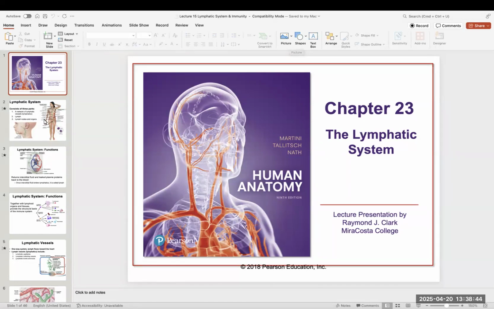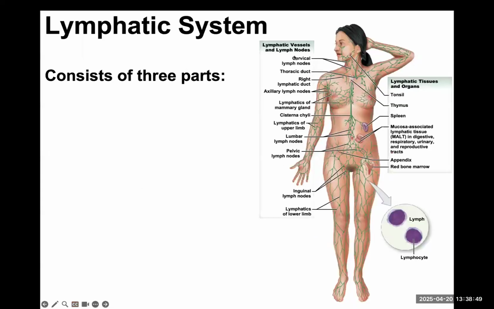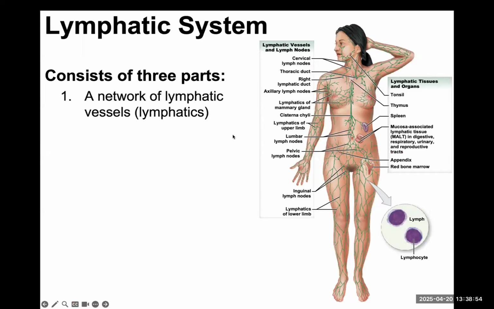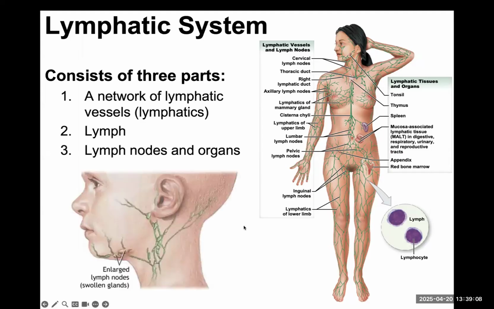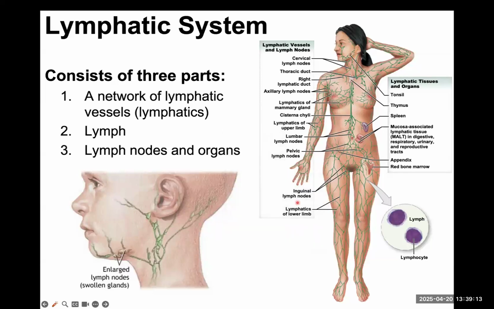So the lymphatic system is going to be comprised of a bunch of tubes. It's a network of lymphatic vessels, and their job is to move fluid through the body. That fluid is called lymph, and you have lymph nodes. Lymph is a fluid basically similar to the plasma that we talked about in the blood chapter, but it has a different function.